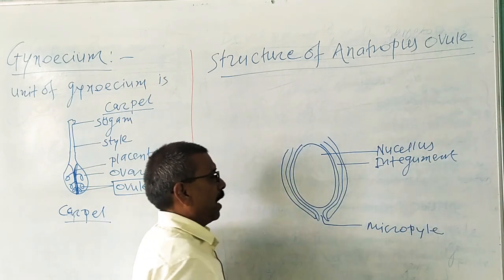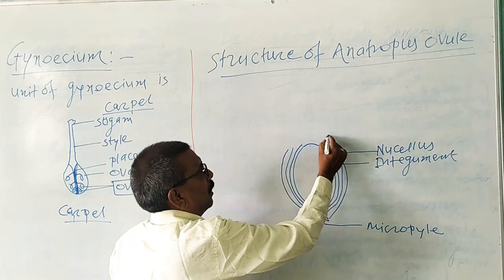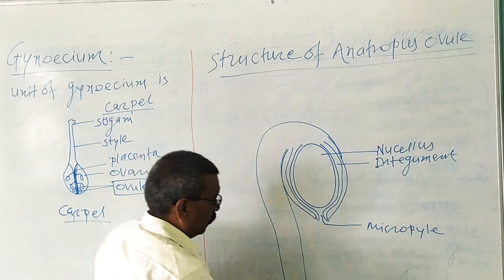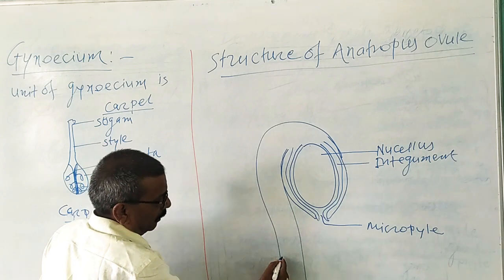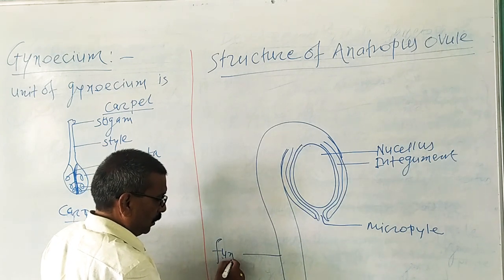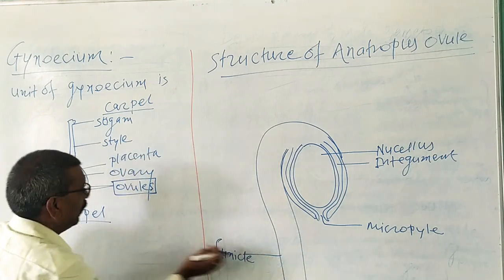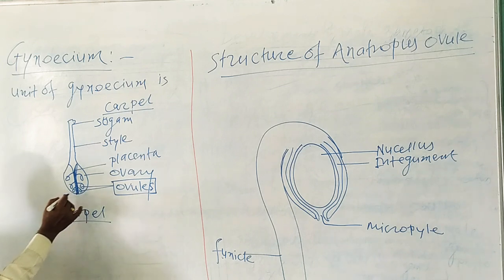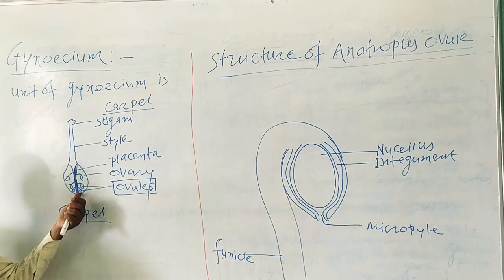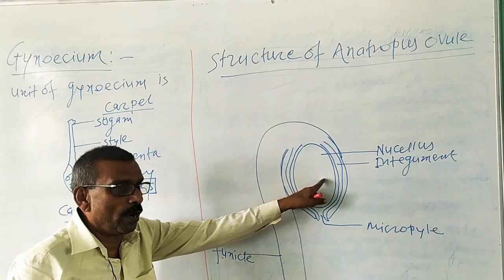Then next, this is a part of the ovule, and here this is the stalk of the ovule. That stalk of the ovule is known as the funicle. With the help of the funicle, the ovule attaches to the placenta and absorbs food material from the ovary. It absorbs food material from the placenta of the ovary and provides it to the body of the ovule.